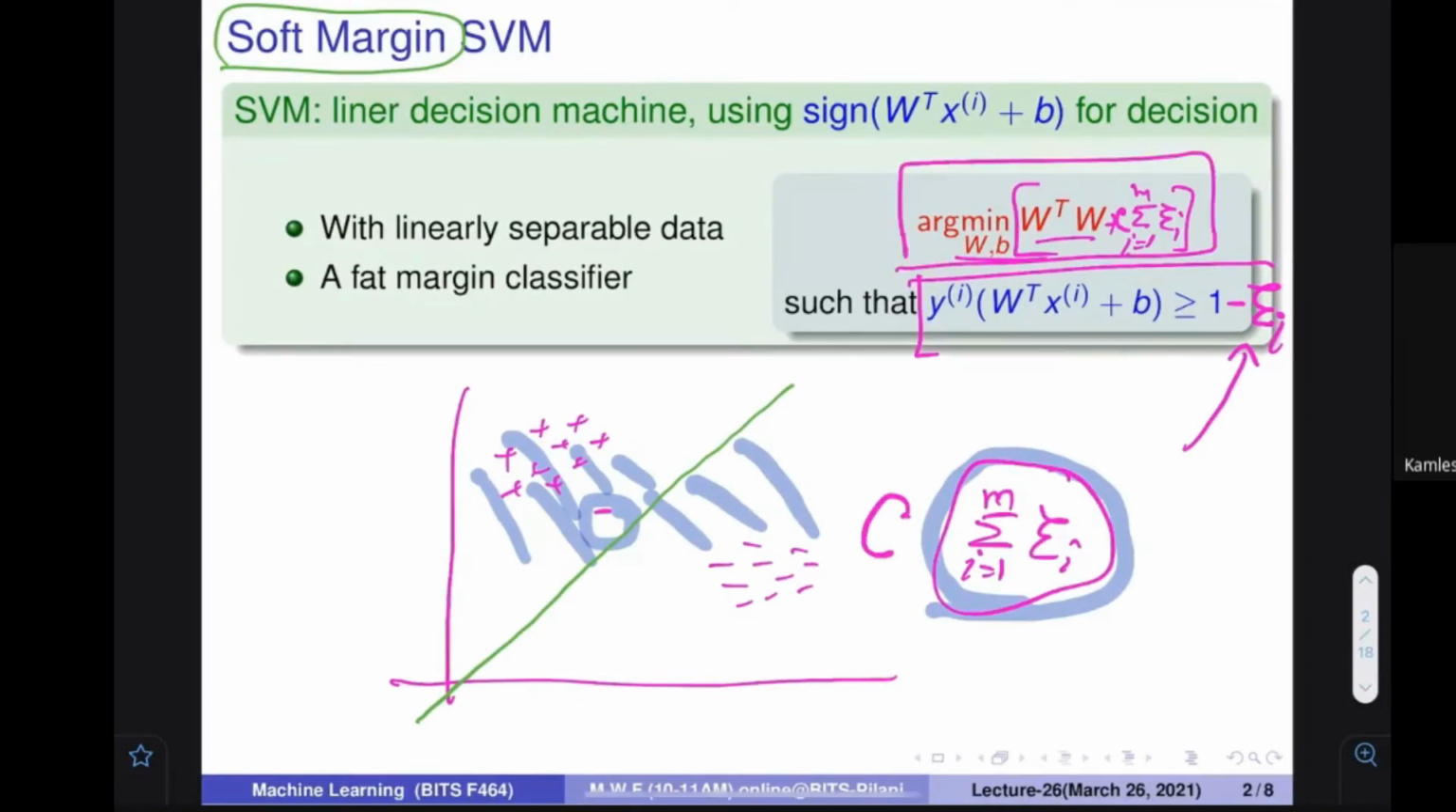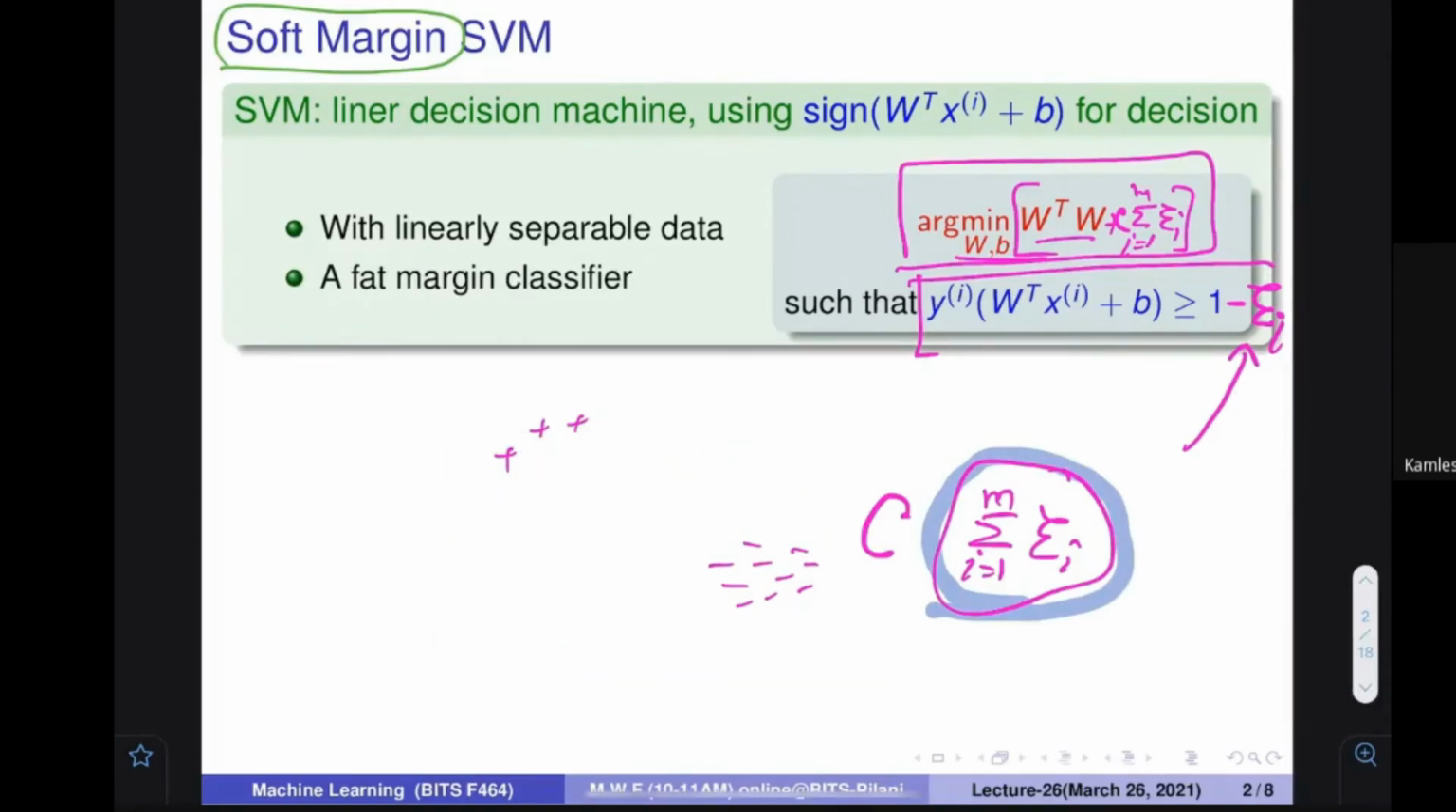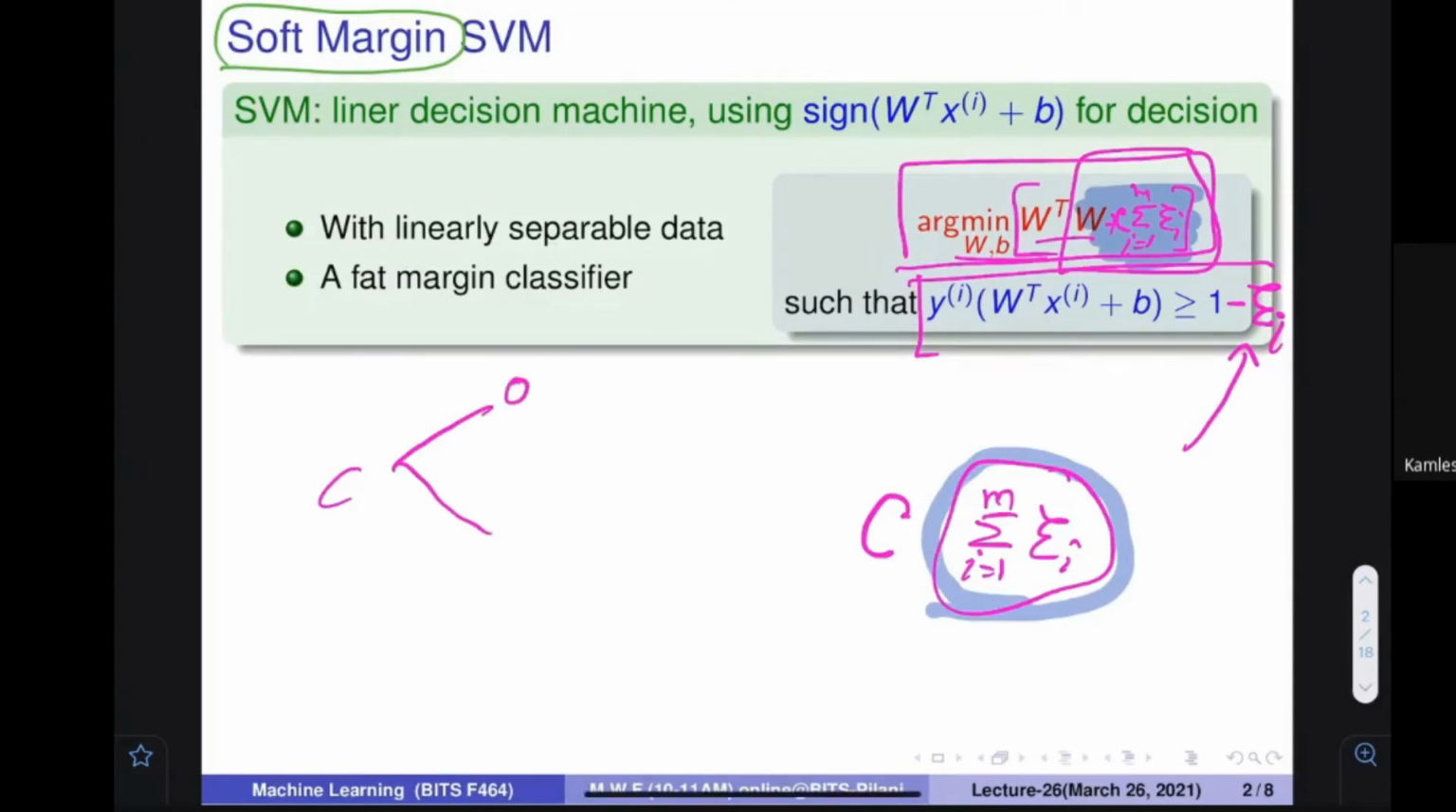Why have I multiplied with c? Because c actually gives us a handle on how much importance I give to the misclassified items. I'm going to put this quantity into this particular location. This quantity could be anything. If I put it as 0, what does it mean? It is the same as the previous SVM.